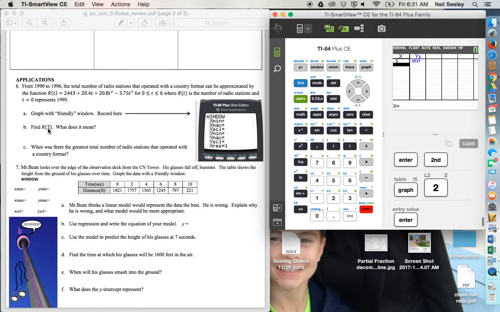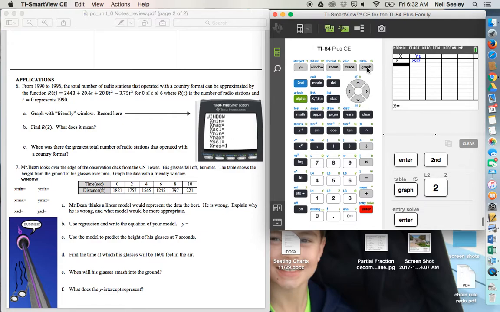So r of 2 means the number of radio stations in 1992, according to the model. By the way, this graph is a predicting model. It's not exact, but it's giving us a ballpark figure. It's saying there are about 2,537 country radio stations in 1992. Now the next question is, where's the maximum, the greatest number of radio stations operated?